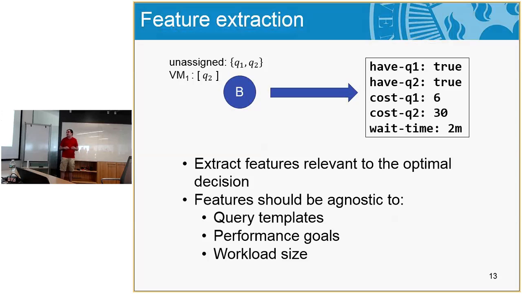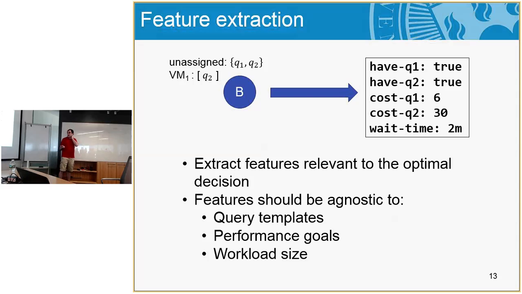But the big idea here is that these features represent properties at that vertex, at that point in making the decision, that tell you something about what the optimal goal should be. So because of that, we know that features need to be agnostic to a couple things. First, they need to be agnostic to the actual query templates that you're using. So using a feature like, does this query use the giant fact table, won't be very helpful because one workload might have a giant fact table, but another workload might not.